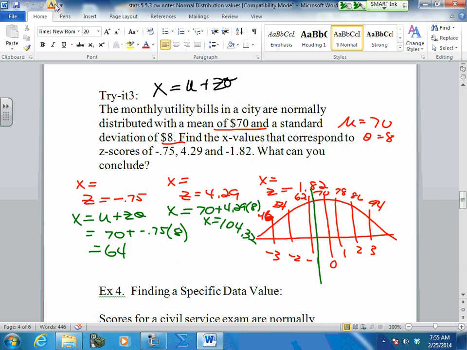And for the last one, 1.82, somewhere over here. So we plug in our formula. Oops, negative 1.82. Sorry, negative 1.82. Somewhere over here, not here. So we plug in our formula with negative 1.82, temperature standard deviation. So we expect it to be somewhere between 54 and 62. What do we get? 55.44.